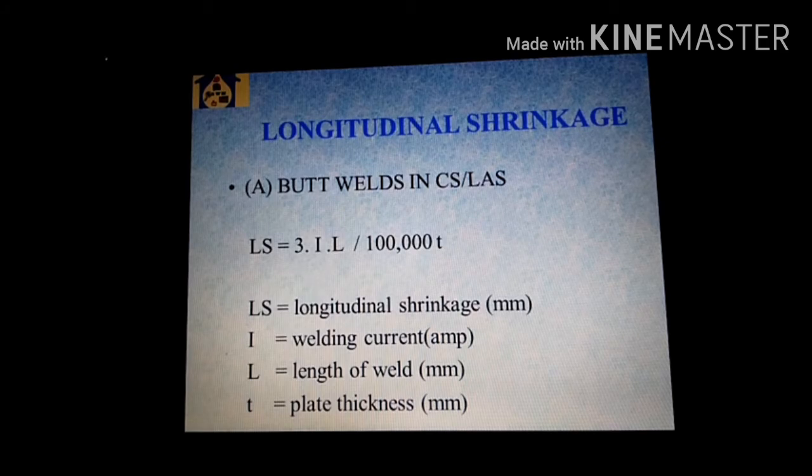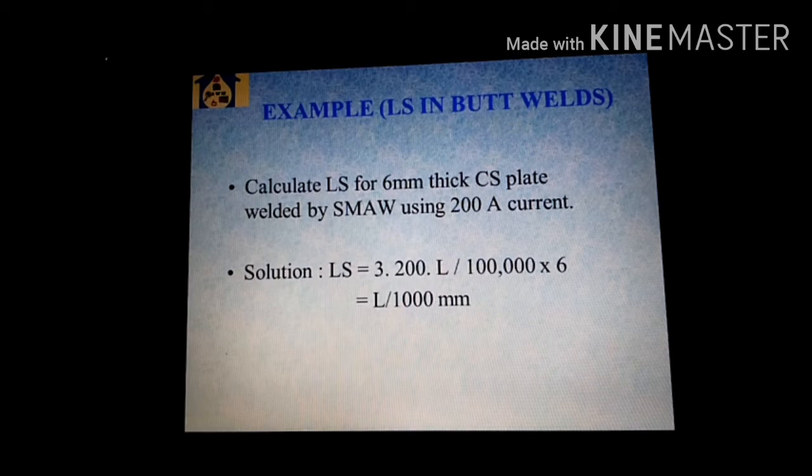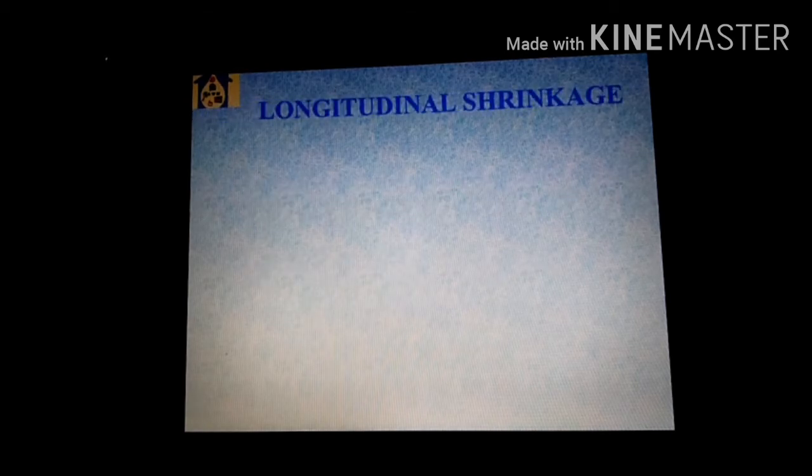Longitudinal shrinkage in butt weld in CS and LS, that is carbon steel and low alloy steel. So please follow the factor and this formula. Example: calculate the longitudinal shrinkage for a 6 mm carbon steel plate welded by SMAW using 200 ampere current. Solution: longitudinal shrinkage = 3 × 200 × length / (1 lakh × 6), with length in mm divided by 1000. Fillet weld.